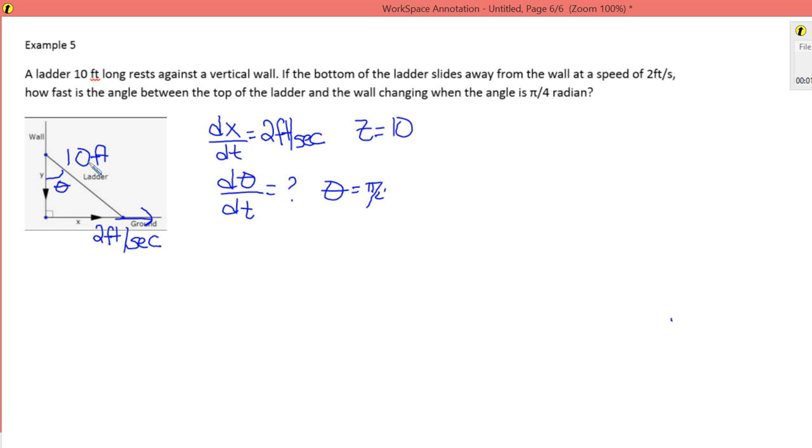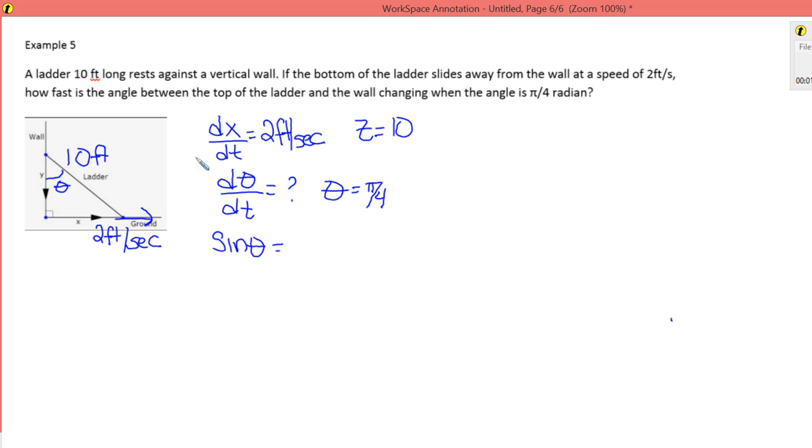So we have to think of what formula we know that can relate all of this together. We can't really use the Pythagorean theorem because we're not looking for the length of a side or how fast a side is moving. We're looking for an angle. Since this is a right triangle, we can use one of the trig ratios. Since I have this angle and I know something about the opposite side and the hypotenuse, I choose to use sine theta.